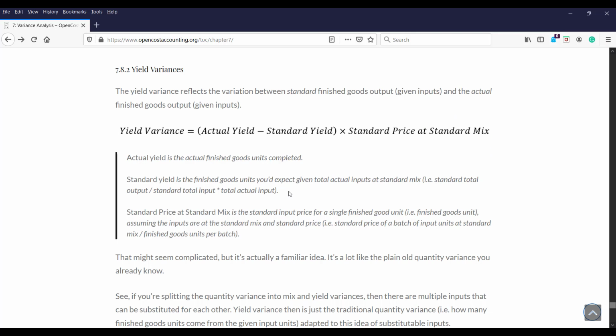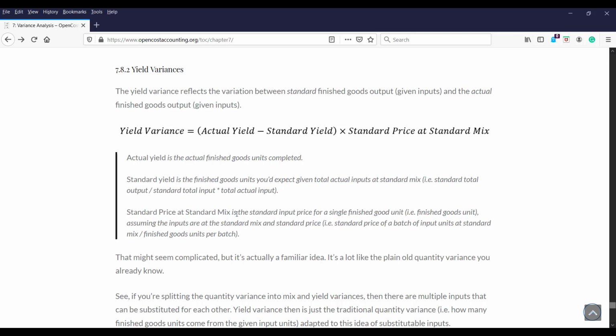What we're trying to do here is say we have a relationship between output to input. We would expect standard total output and standard total input to have this sort of a ratio of output over input. And we're going to multiply that by our total actual input. That will give us our standard yield. That'll give the standard yield given our actual input.